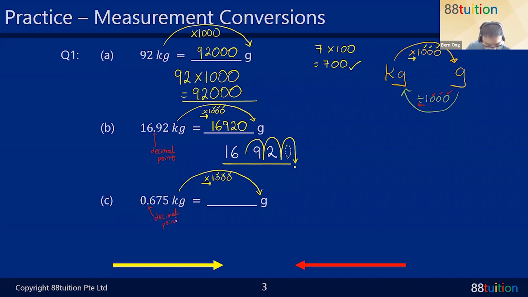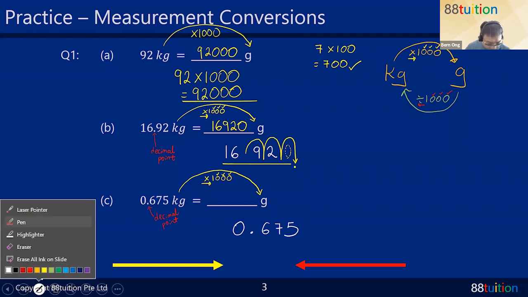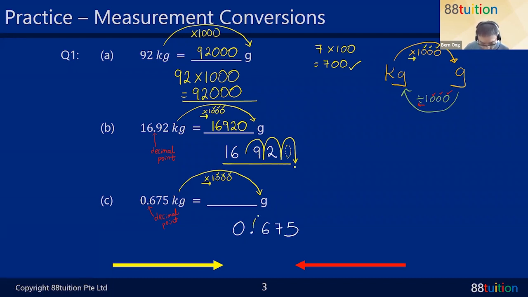So how are you going to move it? Same thing, children. 0.675. You are supposed to move it to the right by 3 movement. Let's go. 1, 2, 3. So the white dot will be gone because it has been moved to the back. So the dot appears at the back. What is the answer here? The answer is 675 grams. Ta-da!